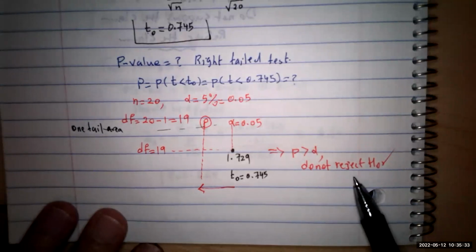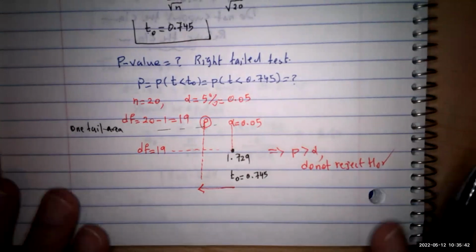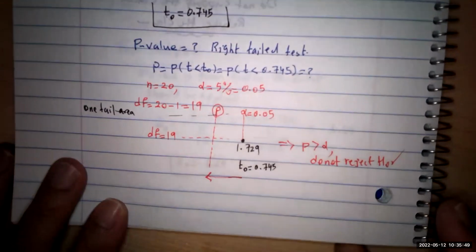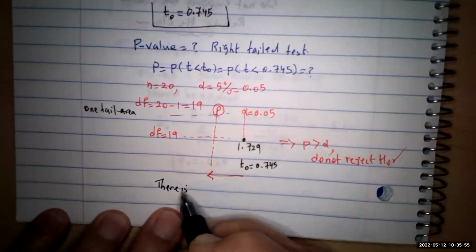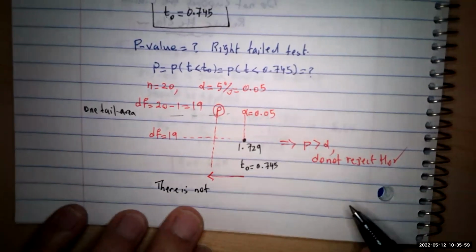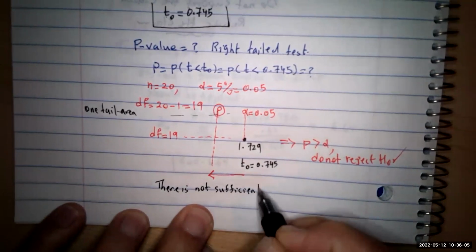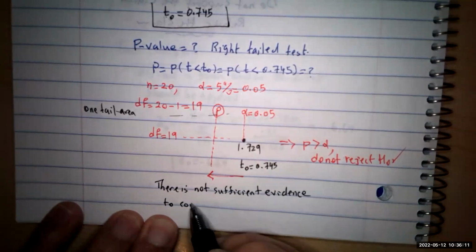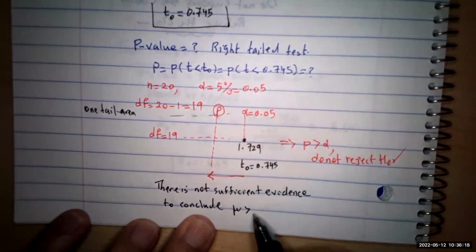Do not reject H naught because you have to make the final comment. Do not reject the H naught means you like to keep the H naught. If you like to keep the H naught, you have to get rid of the H1. So this means you don't like the H1. When you don't like the H1, we say that there is not sufficient. Okay, so this is the conclusion. You have to write something negative for the H1 because you don't like it. There is not sufficient evidence to conclude otherwise, H1, to conclude that the mu is greater than 118.